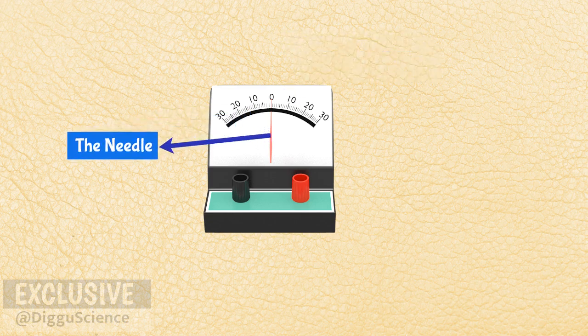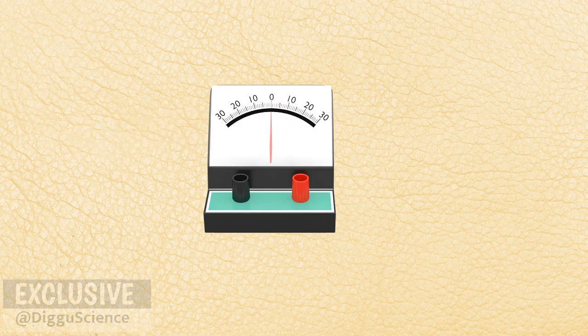The third element is the needle. This needle can deflect to the right or to the left. This needle deflection indicates the direction of the electric current. An ammeter does not have this feature. The ammeter needle will always deflect to the right regardless of the direction of the electric current. We can say that an ammeter only measures electric current.